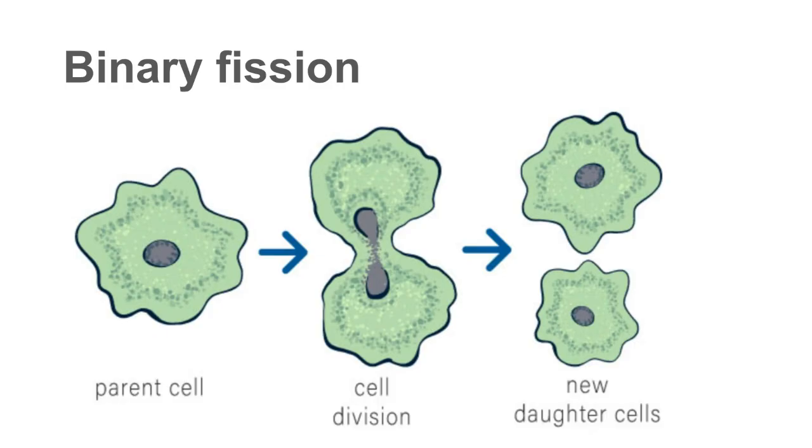they undergo binary fission. So overall, binary fission is a simple but extremely effective, efficient process that allows prokaryotic cells to rapidly increase in number. And that's really important to understand for exams.